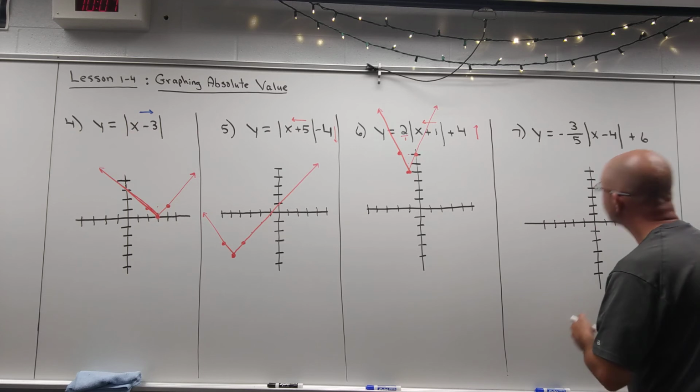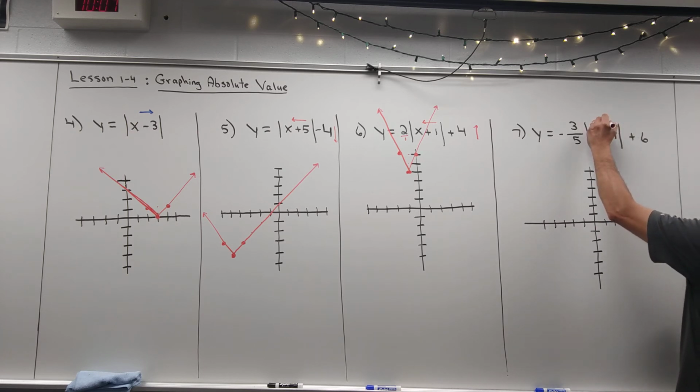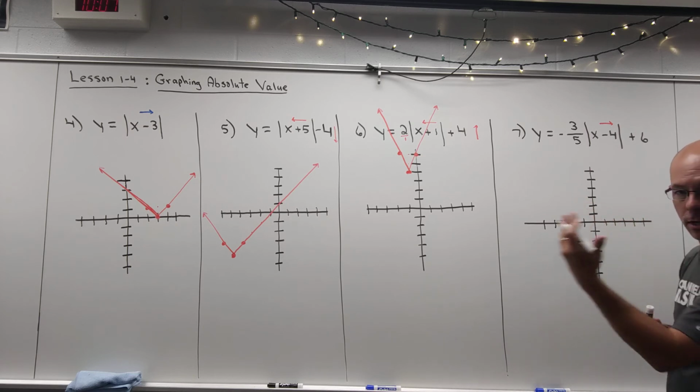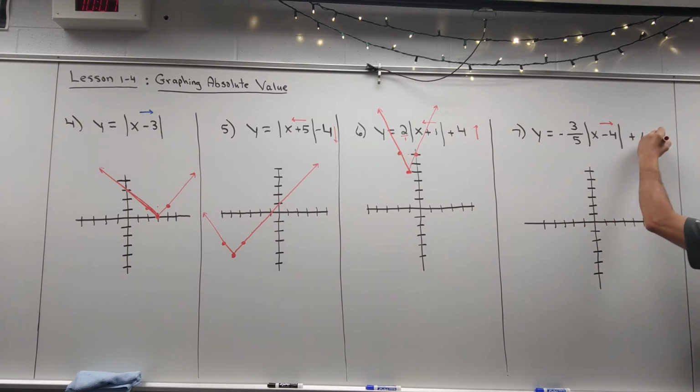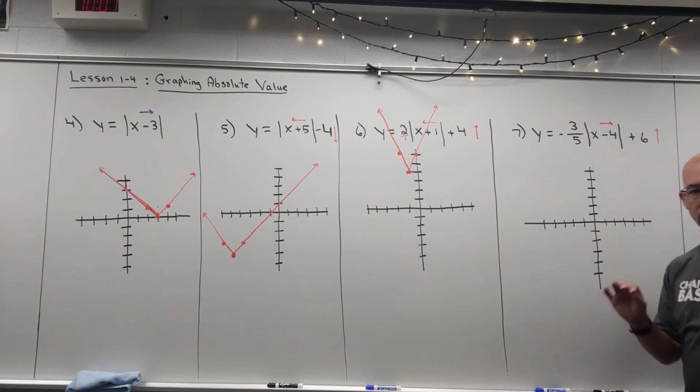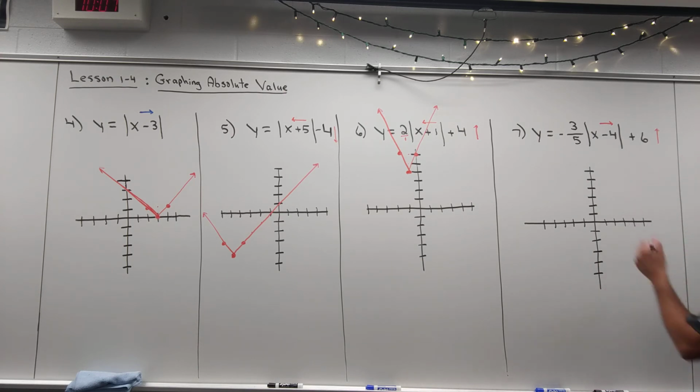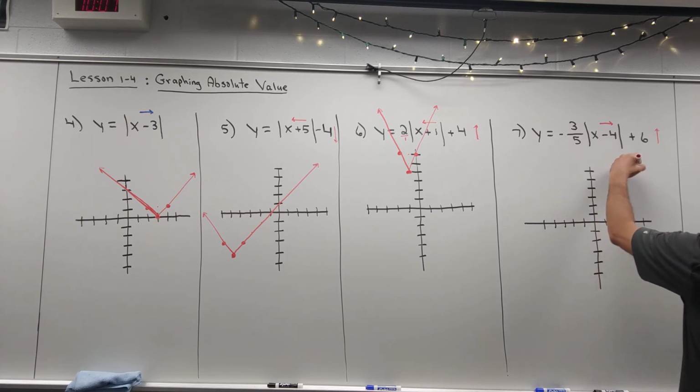Okay, so this is going to tell us right 4 spaces. Remember, the left-right is reverse. Up 6 spaces. That's where the vertex of this V shape is. So 1, 2, 3, 4. 1, 2, 3, 4, 5, 6. Okay, so right there.